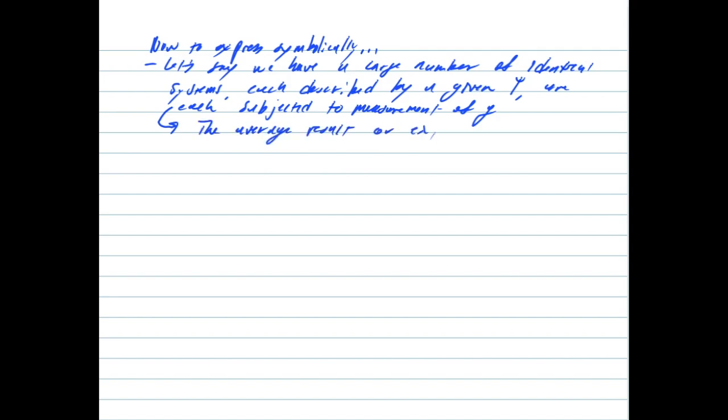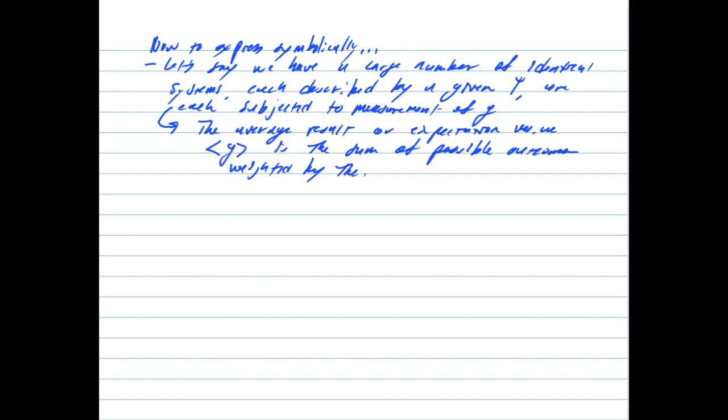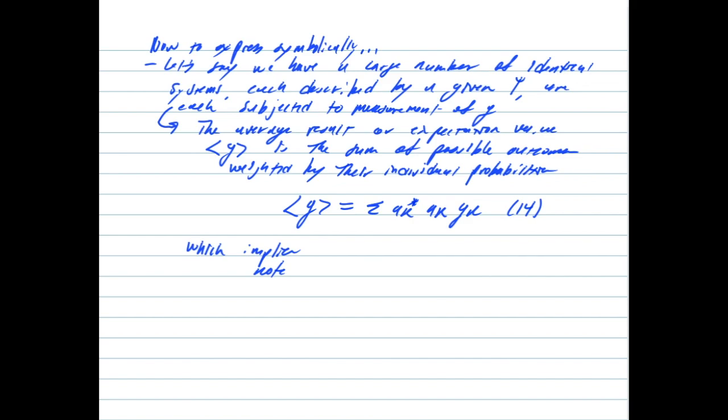Now, if we want to express postulate 4 symbolically, let's say we have a large number of identical systems, each of which is described by a given wave function, so a given psi. And each of these is subjected to a measurement of g. The average result, or expectation value, is a sum of possible outcomes weighted by their individual probabilities. Or we can express this here in equation 14 as the sum of the complex conjugate of a subscript k times a subscript k times g subscript k.